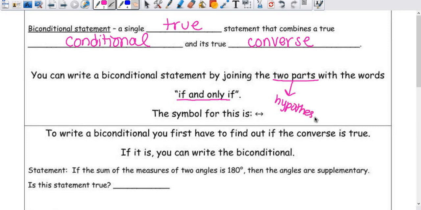hypothesis and conclusion. So we're going to instead join our hypothesis and conclusion with the words if and only if we have a true conditional and a true converse. The symbol for this is this two-way arrow right there. So it's a little different than conditionals, converses, inverses, and contrapositives, which used a regular one-way arrow. This one is going to go both ways.